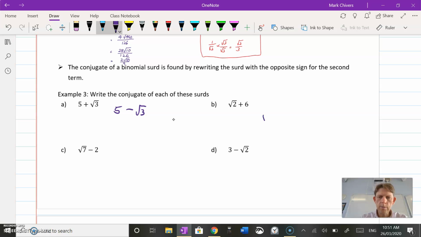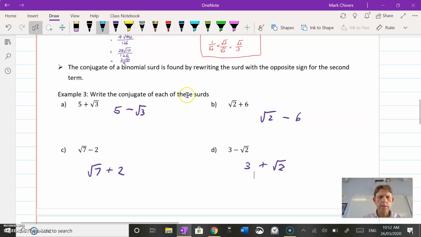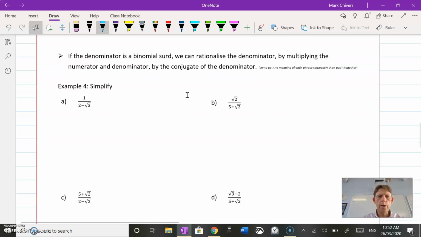And likewise on this one, root 2 and 6, let's start by writing what we're supposed to write, root 2 and 6, and I'm going to change that to a negative because that's a positive. And here I'll have root 7, 2, and I'm going to change that minus to a plus, and 3 and root 2, and I'm going to change that minus to a plus. These things aren't equal, they're what's called the conjugate of each other. So basically all that's happened in these little binomials is we've changed the sign in the middle. But that creates that situation that will allow us to rationalise the denominator.